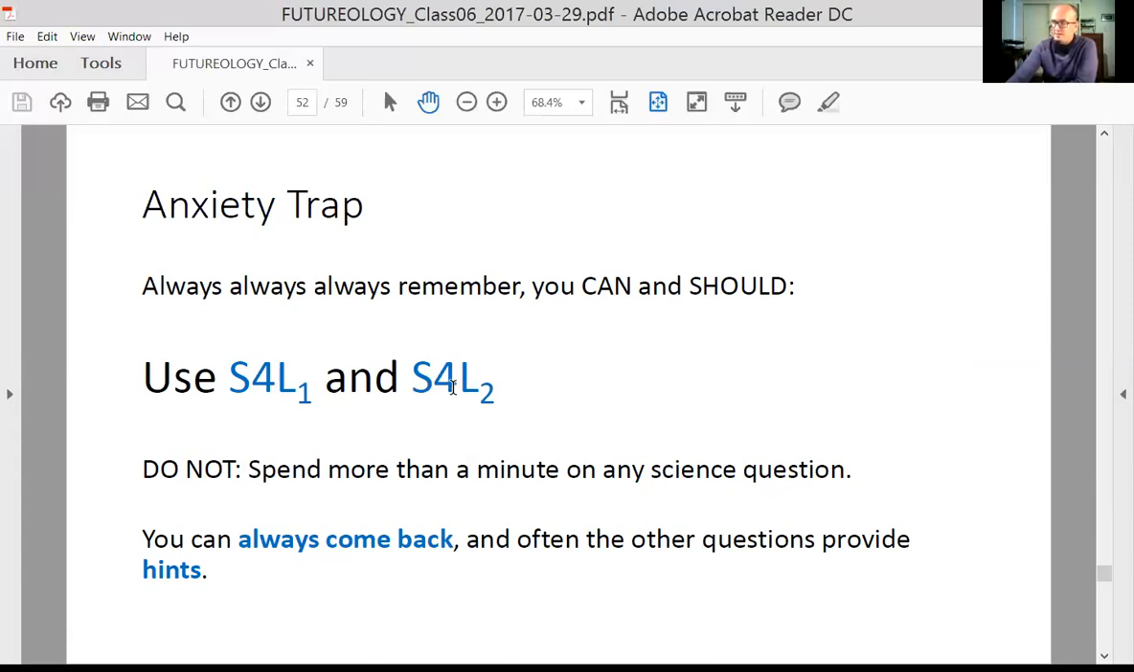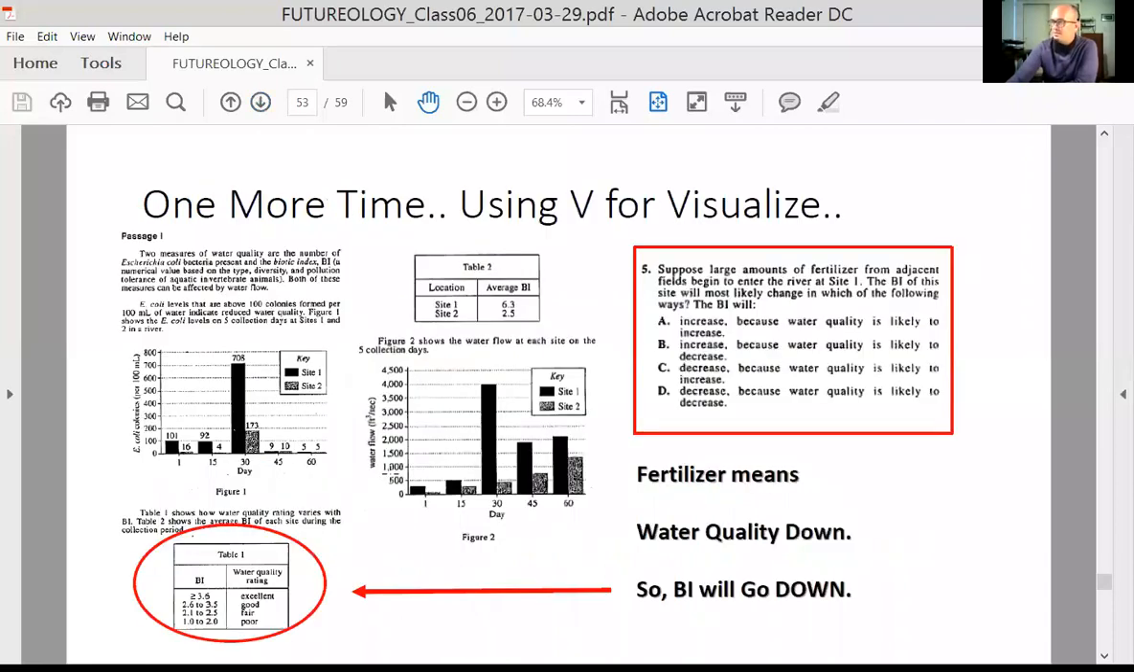That's totally fine. There's nothing wrong with letting go of a question, even number 5, because what you have to do is get to the end of the test where some of those bonus questions are that are easier to finish. So I just want to reiterate, do not spend more than a minute on any science question. Use save for later. And it's always okay to take a breath. And don't forget using common sense.